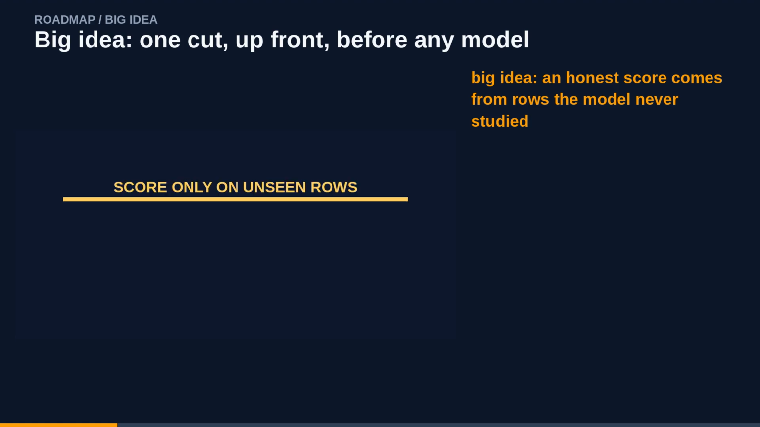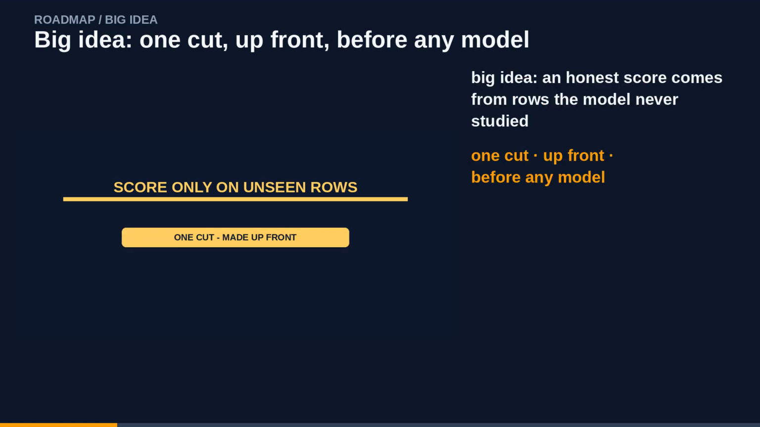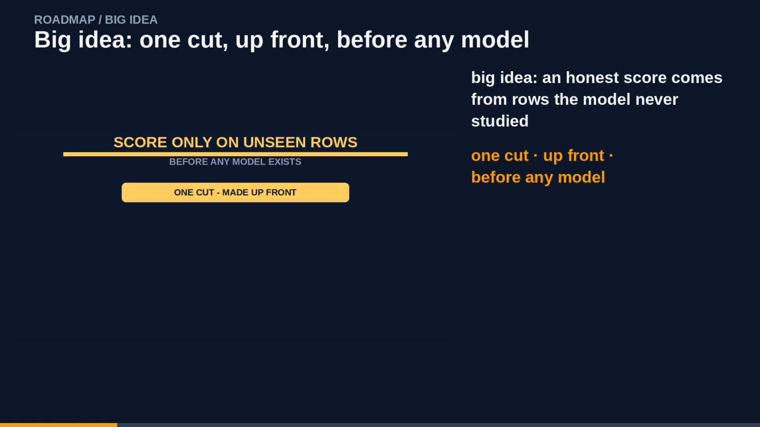Here is the big idea and the root. An honest score must come from rows the model never studied, so everything in this lesson flows from one cut, made up front before any model exists.